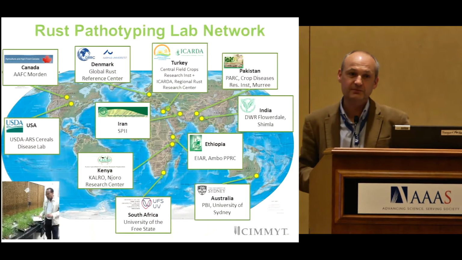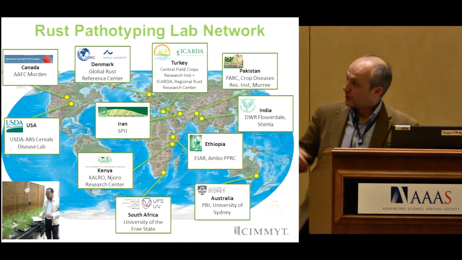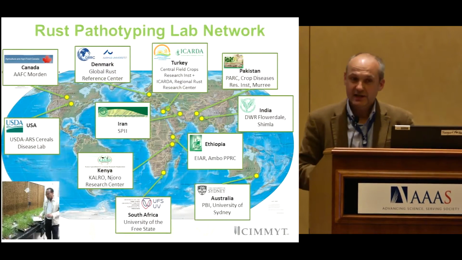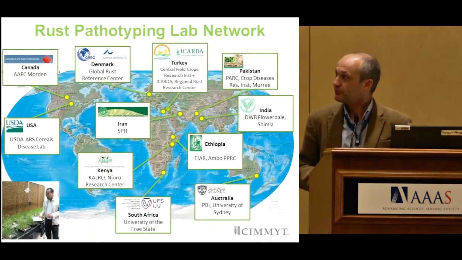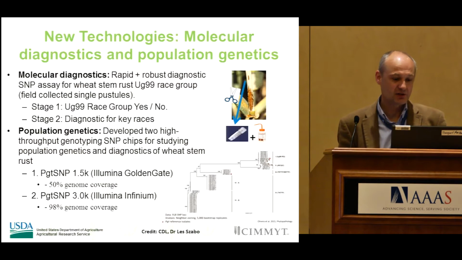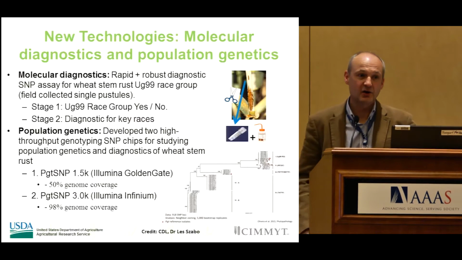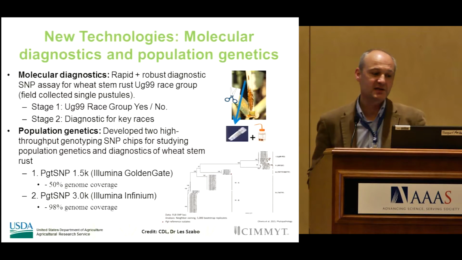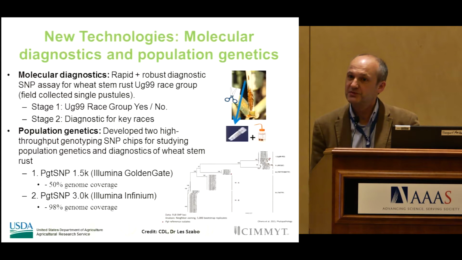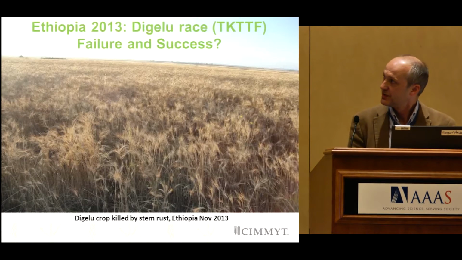So here in the US, the USDA Cereals Disease Lab in Minnesota, the Global Rust Reference Center in Denmark, the AAFC lab in Canada. Great supporters, but also building up the capacity in countries, national labs like Ethiopia. New technologies, molecular diagnostics. So we've now got SNP assays for rapid diagnostics for UG99, high throughput SNP chips for population genetics. So this is really assisting us.